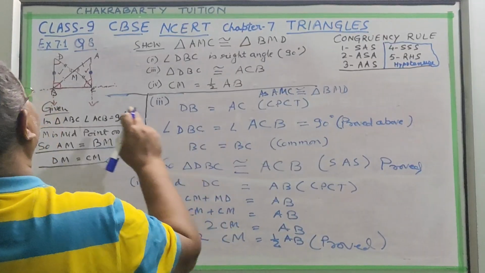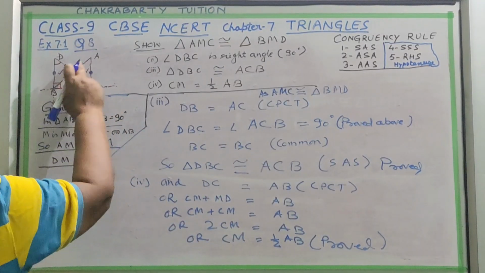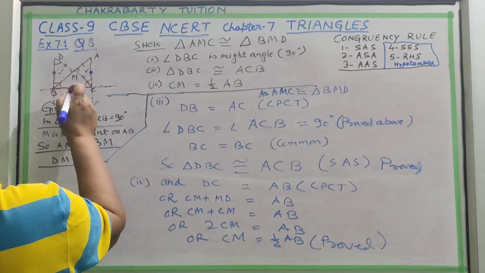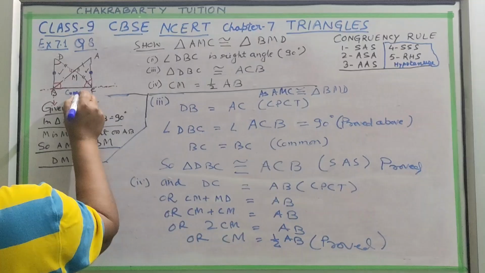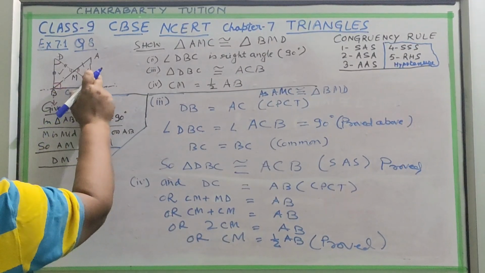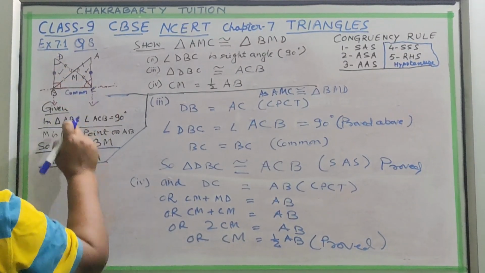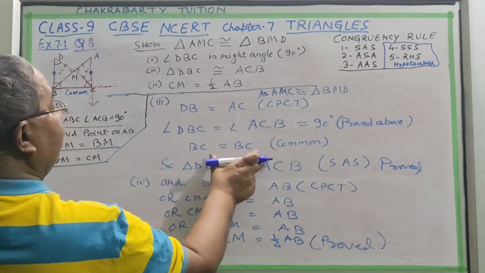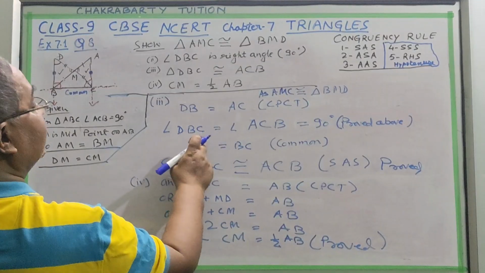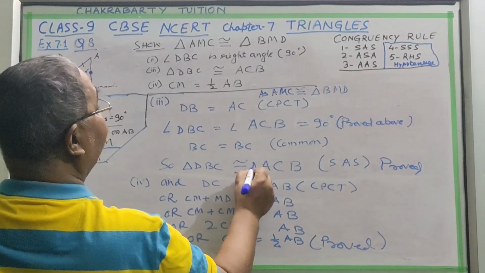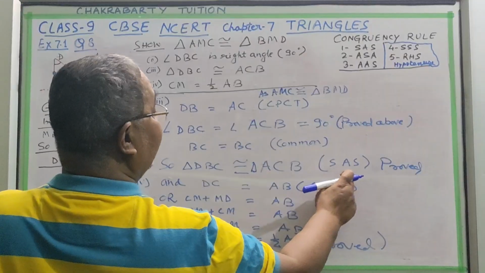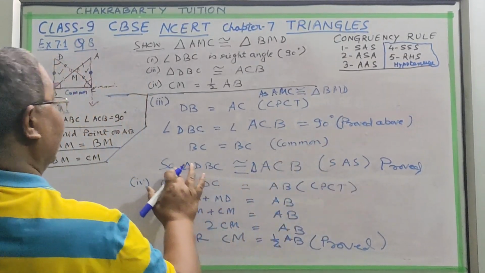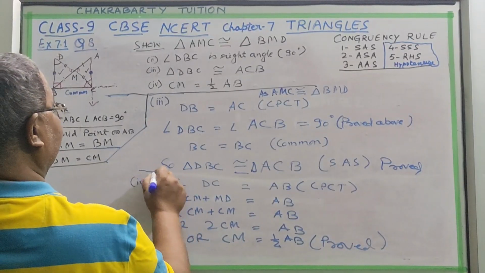And BC is common. For this triangle BC is there, and for this triangle BC is also there, so it is common. It means triangle DBC and triangle ACB will be congruent based on side angle side. Okay, so up to here, this third part is over.